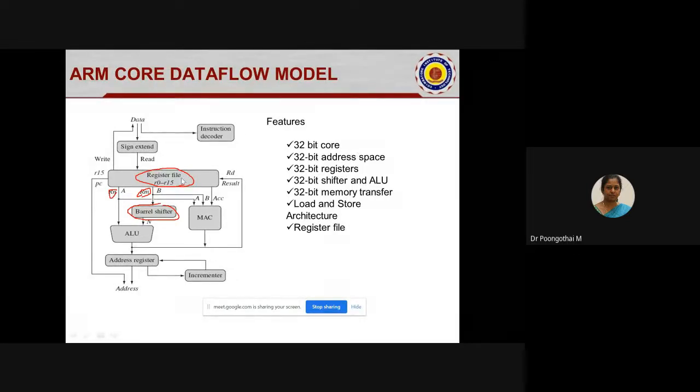So this is the powerful feature of ARM. It has the ability to shift the 32-bit binary in one of the source registers, left or right by a specific number of positions before it enters the ALU. Okay. So that is the significance of the ARM core data flow model.